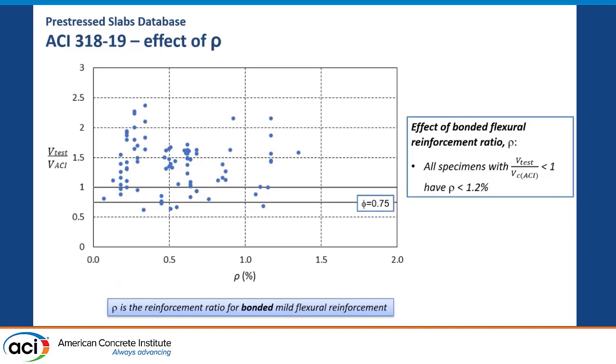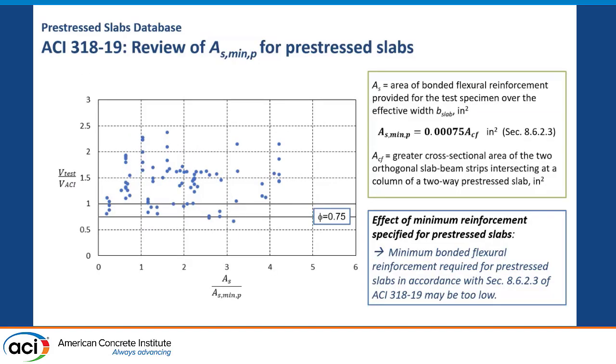This figure shows the relationship between shear strength ratio and the reinforcement ratio. The reinforcement ratio was calculated over the effective width of the slab, and it can be seen that most of the slabs have low reinforcement ratios. All of them were below 1.5%. The minimum area of bonded flexural reinforcement required for pre-stressed slabs is given in section 8.6.2.3 of ACI 318. On reviewing these provisions, it was found that even when 2 to 3 times of the minimum required reinforcement was provided, the shear ratio still can be below 1.0, which indicates that the minimum required flexural reinforcement for pre-stressed slabs may be too low and needs further investigation.